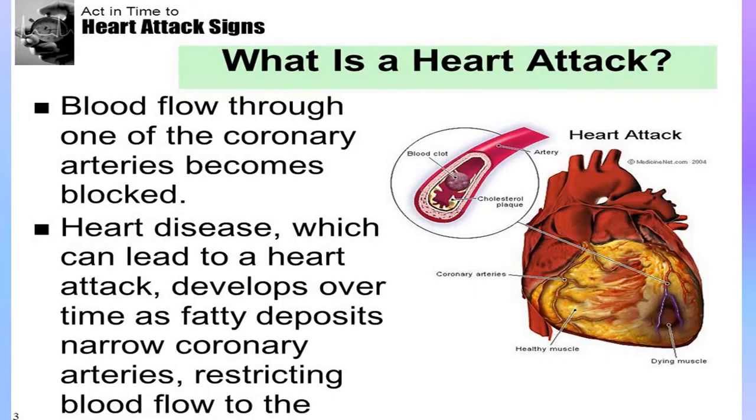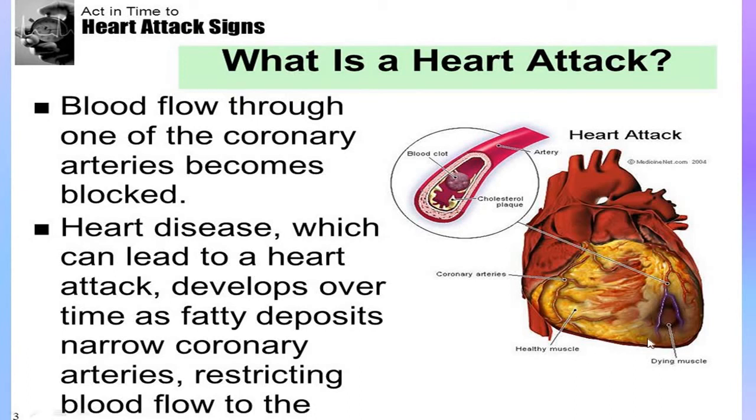Now, what is a heart attack? A heart attack occurs when the blood flow through one of the coronary arteries is totally stopped due to blockage of the coronary arteries, and the blockage is due to plaque formed from the deposits of fat. As a result, the coronary artery becomes narrow and may totally block, resulting in the stoppage of blood flow and oxygen to a particular part of the heart.